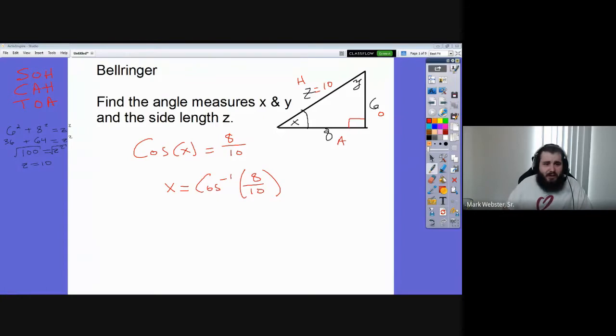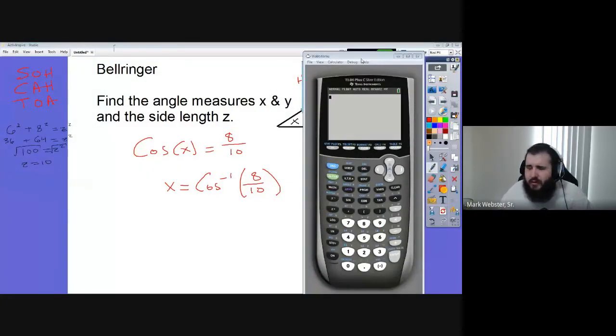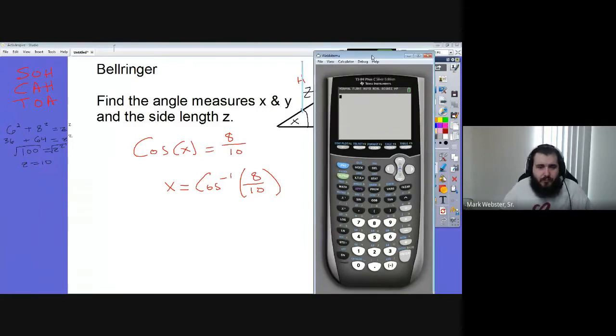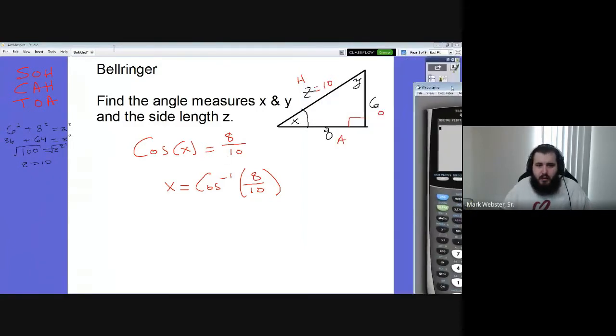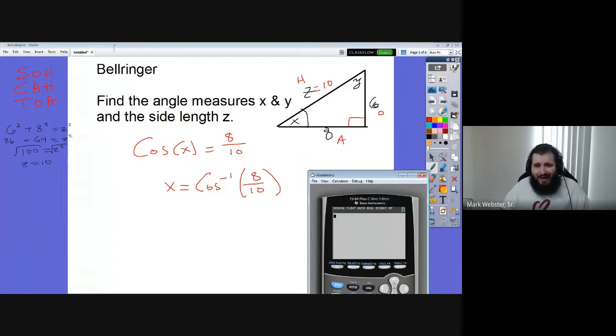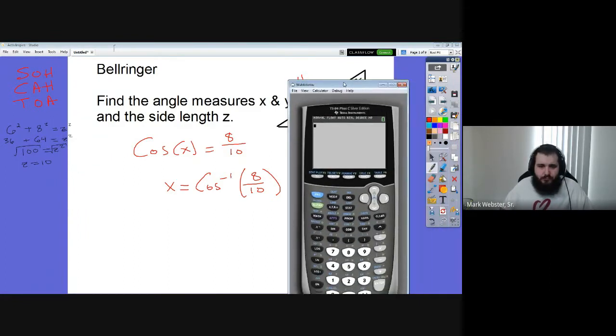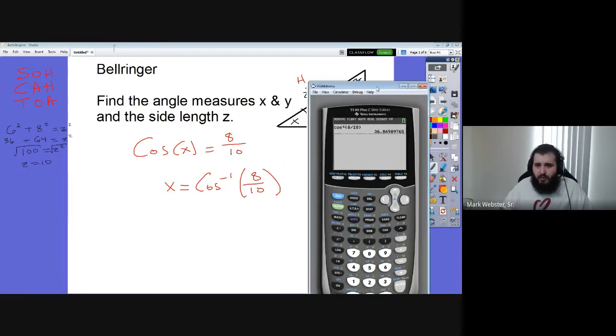Let me pull out my calculator here. There we go. Sorry about that. Okay, so here I am using cosine. Why am I using cosine? I have all three. It's dealer's choice. I rolled a die and I picked cosine. It doesn't matter which one you pick. Just choose one. So I want to do the inverse cosine. Remember that's second cosine, 8 over 10. And there's my answer. My answer is 36.86989765. Let me write that down.